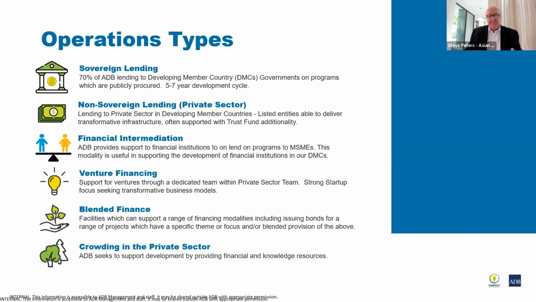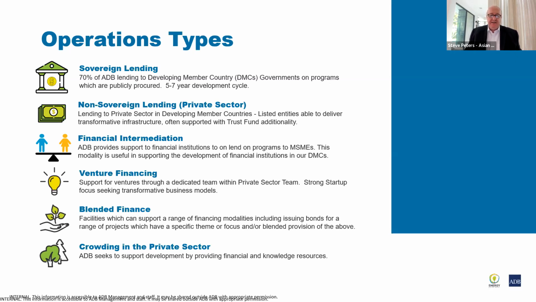So the operations types, when I say operations, I mean the operations of ADB. 70% of ADB's lending is sovereign operations. That's lending to governments. Typically, a project will have a 5 to 7 year development cycle. There might be an inquiry and some research. Within 2 or 3 years, there might be a loan and negotiations, and then the loan will be undertaken and the project developed. After that, the project will be assessed. That's the bulk of ADB's work, and the distribution and transmission activities fit very squarely into that.